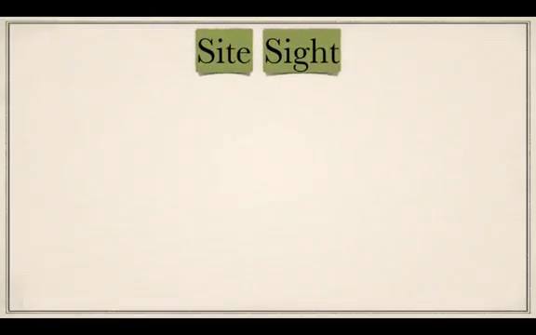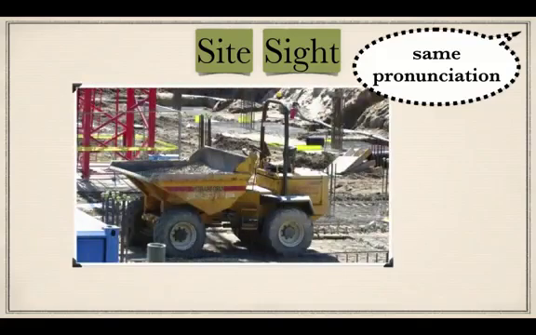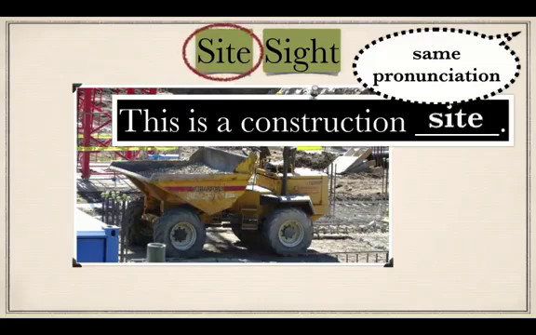Now let's talk about sight and site. Well, these words are pronounced the same way, but as you can see, they're spelled differently and they also mean very different things. See if you can finish this sentence based on the photograph. This is a construction site, S-I-T-E. Site here means a place or location.